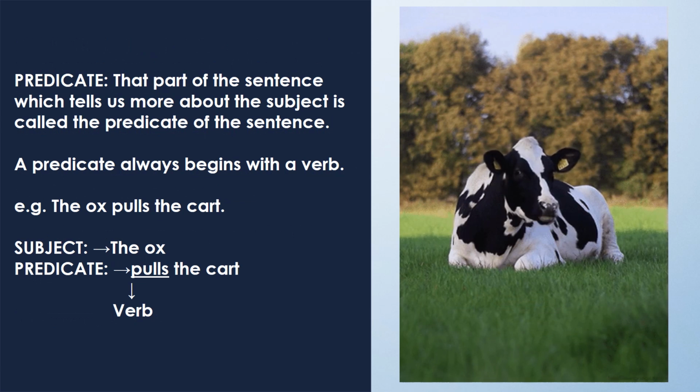Let's see what is a predicate. Predicate is a part of the sentence which tells us more about the subject. To find the predicate, ask the question, what does the subject do? A predicate always begins with a verb. Example, the ox pulls the cart. Who pulls the cart? The ox. So, the ox is a subject, and to find the predicate, let us ask, what does the ox do? And we get the answer, pulls the cart. So, pulls the cart is a predicate and pulls is a verb.